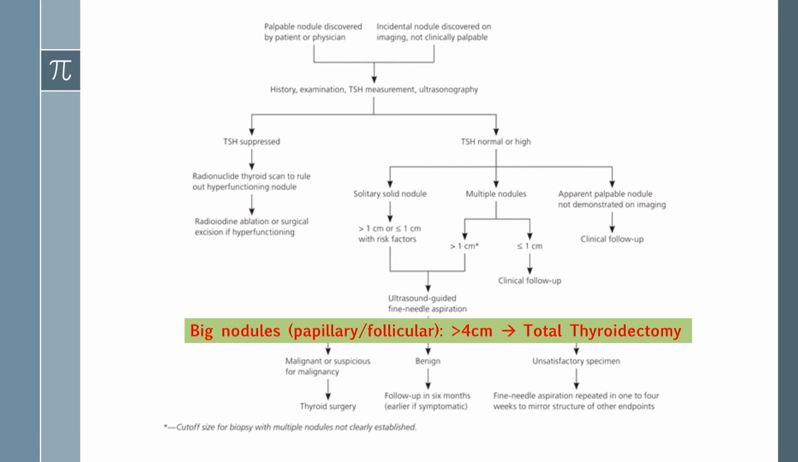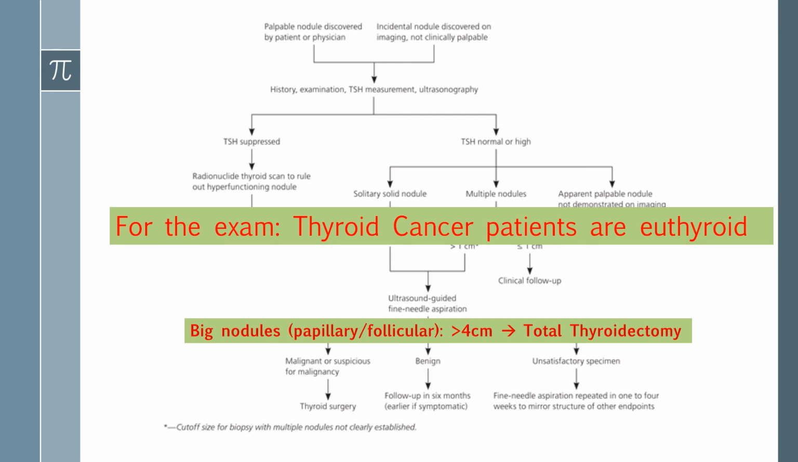So you want to do a total thyroidectomy. It doesn't matter if it's a papillary or follicular. So just remember that. If it's more than 4 centimeters, they get the whole thyroid taken out. All right. And for the exam, remember, thyroid cancer patients are going to be euthyroid. That means what they want to tell you is that the nodule is cancerous if their thyroid levels are fine. That means the whole thyroid gland is functioning fine, but that part of the cancer is not secreting anything. So that's what they'll tell you.